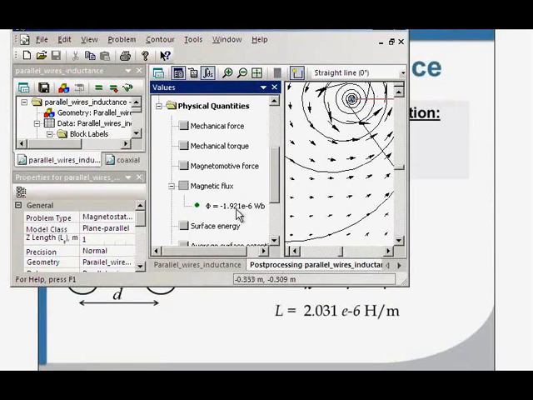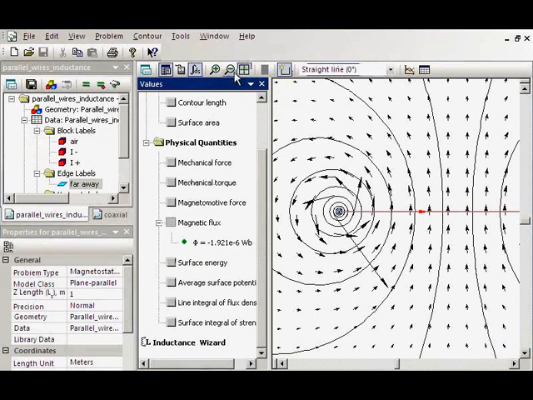You can see in QuickField I get the smaller value than the theoretically calculated. There is a difference, but what have we missed? We forgot about self-inductance of the conductors. Let me show you.